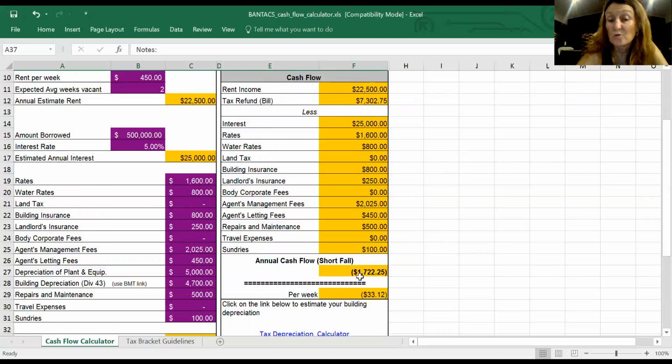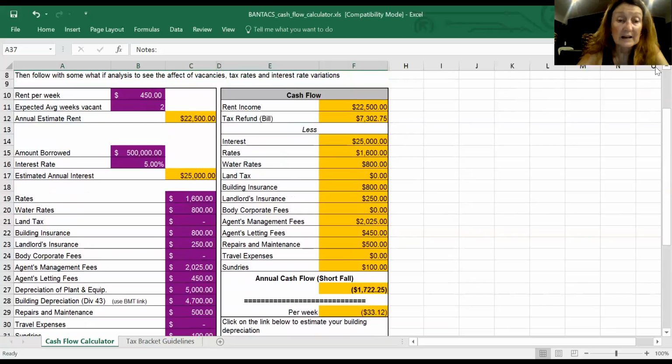it only costs you $1,700 a year to hold. And remember, we said over here it was $9,000 before you got your refund. So it's a huge difference. On a per week basis, that's only $33 per week. Now, I don't want you to stop there. I want you to do some what if analysis.